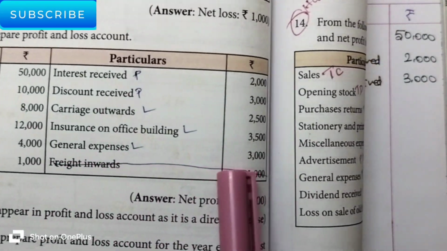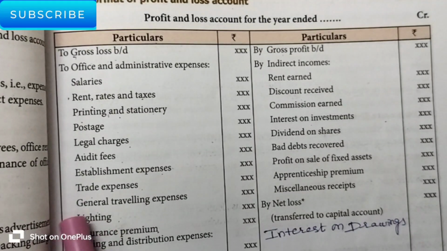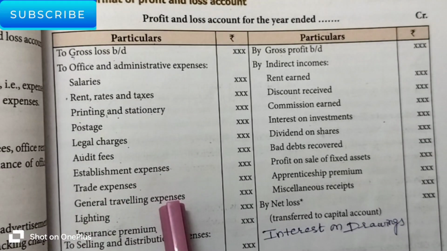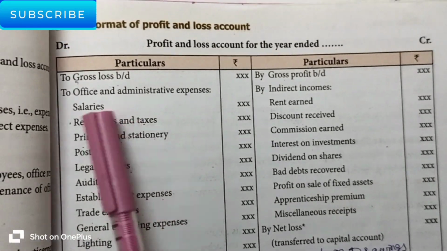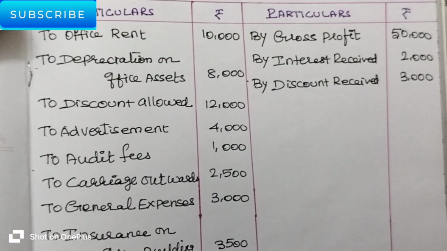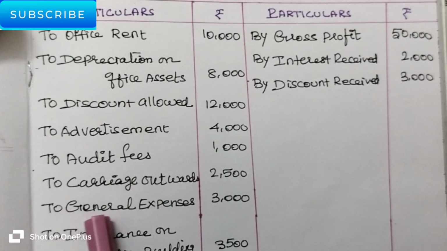And general expenses 3,000 rupees. Listen, general expenses or general traveling expenses both are the same. It's an indirect expense. It comes under the heading of office and administrative expenses. So we have entered general expenses on the debit side of the profit and loss account. So to general expenses 3,000 rupees entered.